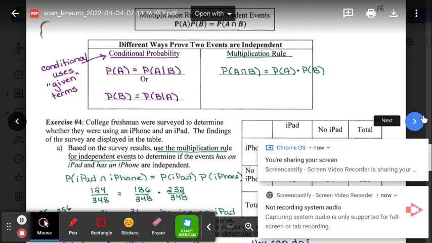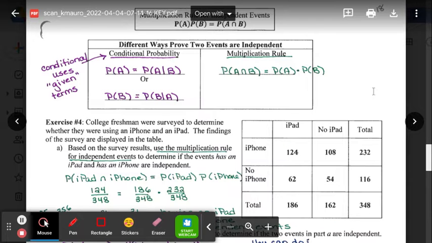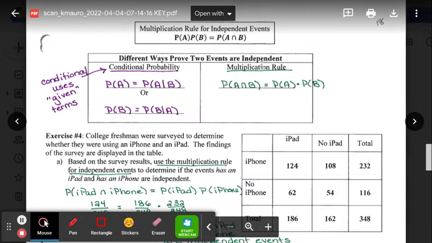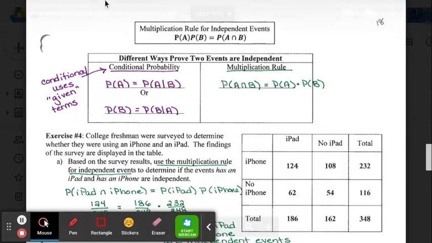Welcome back. We're doing pages 18 and 19 in this section of the video. So we just learned, I lost my pen.